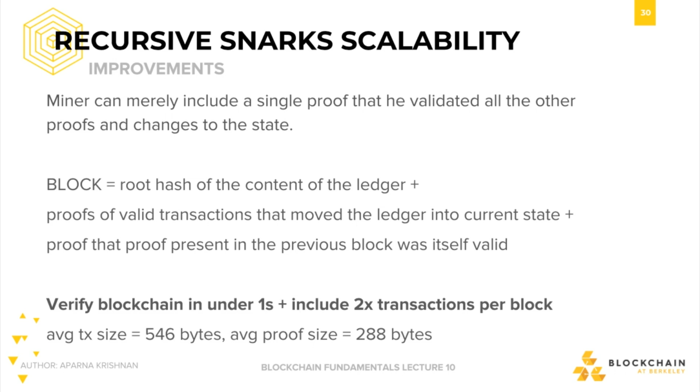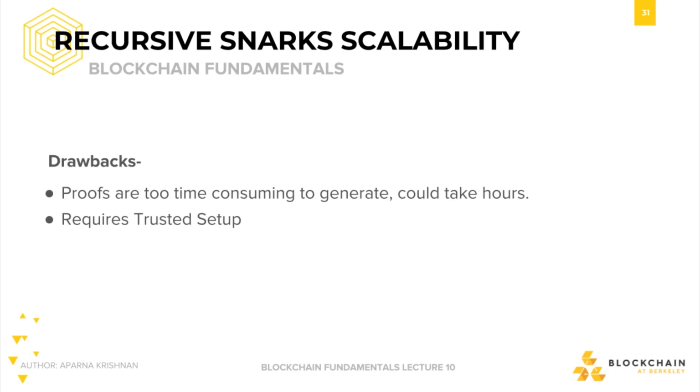And another advantage is your average proof size is around 288 bytes, and your average transaction size is around 546 bytes. So if you replace transactions with proofs, you get to double the size of your blockchain without really dealing with icky stuff. Questions about that? But there are some drawbacks.